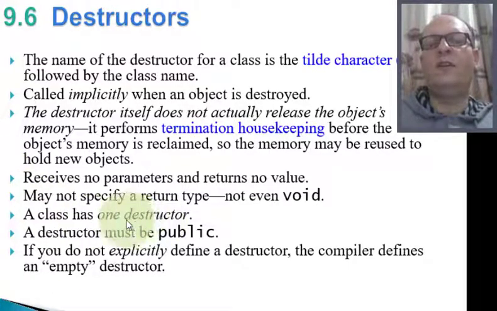We can have only one destructor in a class and it must be public. So if you don't explicitly define a destructor, خلي بالك implicitly a compiler add a default or empty destructor.